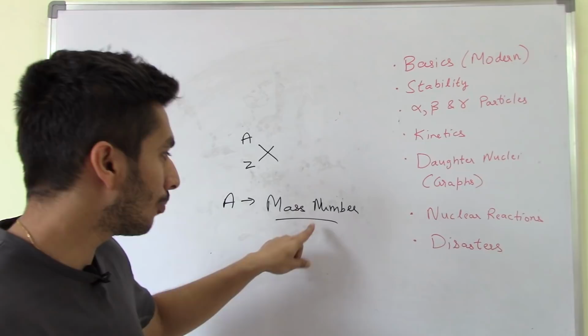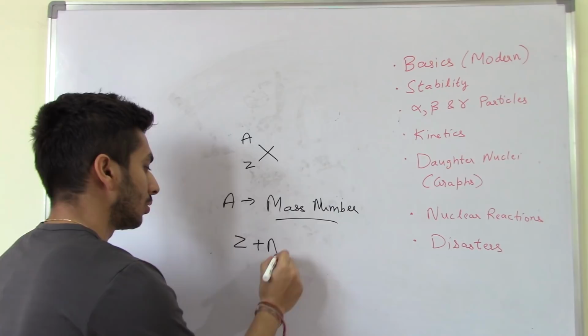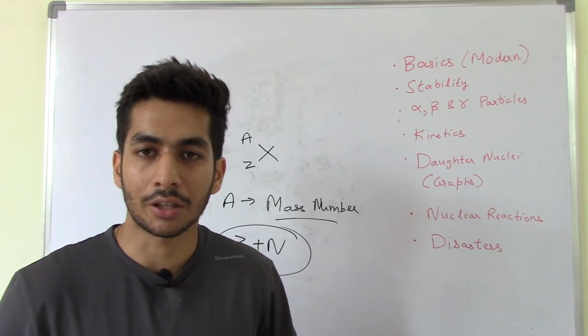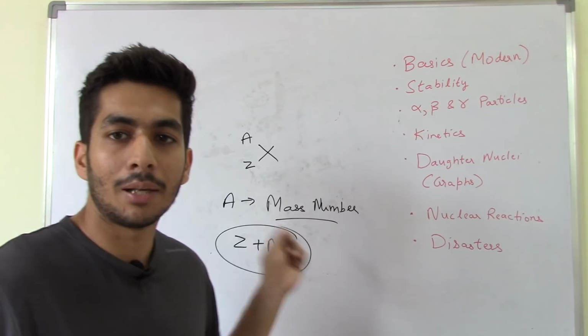Whereas if I talk about mass number, the mass number is equal to the number of protons plus the number of neutrons. The mass number of a particular element is equal to the number of protons plus the number of neutrons, and that is why your mass number will always be a whole number, it will never be a fraction, right? So I am quite sure many of you did not know this thing, that A is actually the mass number, not the atomic mass or atomic number.